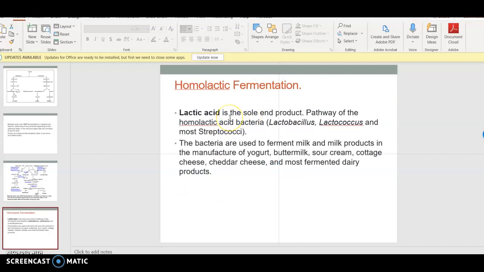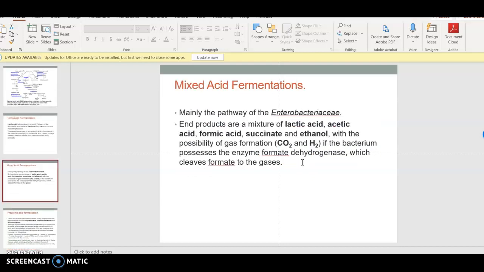Okay, so in homolactic fermentation, lactic acid is the sole end product. As I told you before, the bacteria are used to ferment milk and milk products in the manufacturing of yogurt, buttermilk, sour cream, cottage cheese, and so on. Okay, basically anything that utilizes the lactic acid. Okay, in this case, usually the milk product or dairy product.